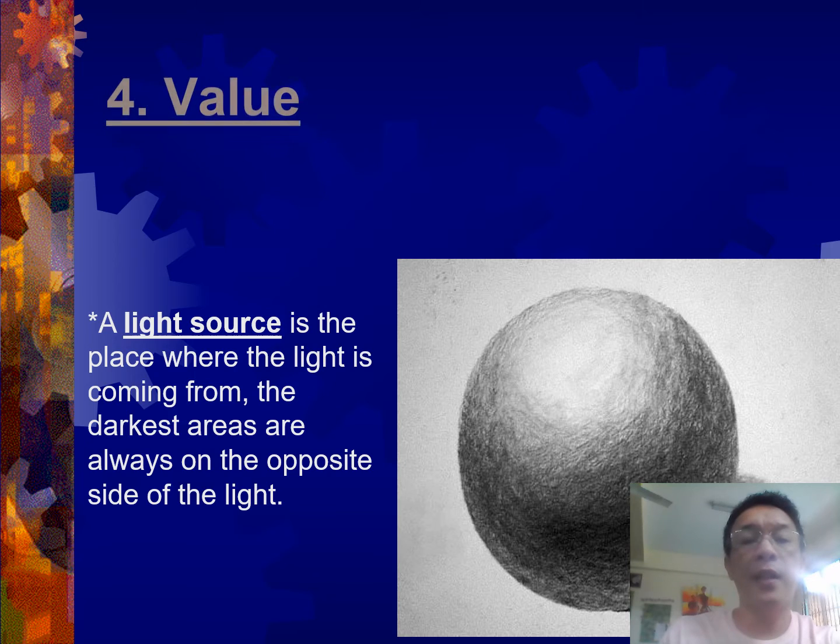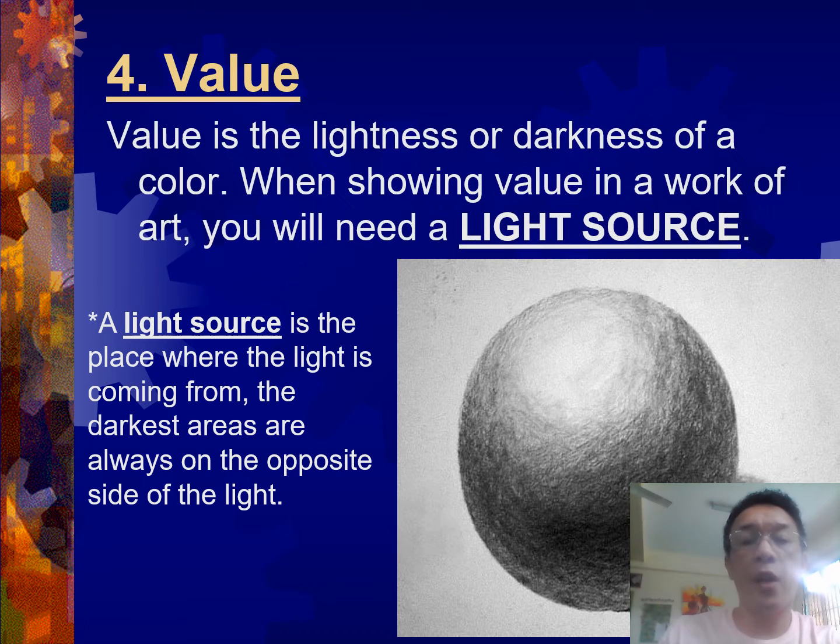Okay, then we have the next element of art, which is the value. The value is the lightness or darkness of a color. When showing value in a work of art, you will need a light source. What is this light source, class? A light source is the place where the light is coming from. The darkest areas are always on the opposite side of the light. Okay? When you have a light source, class, the opposite side is always the darkest area.